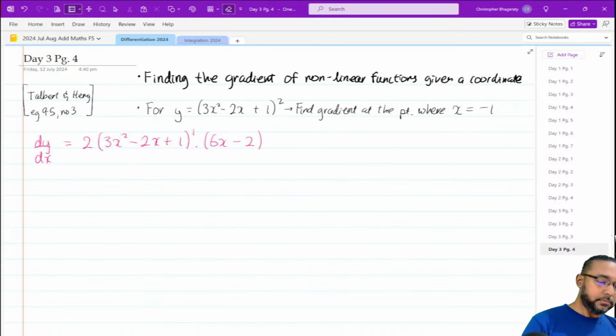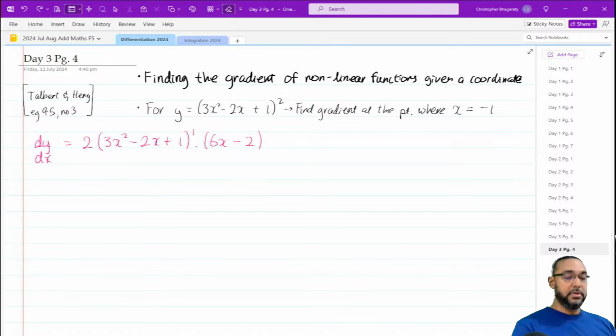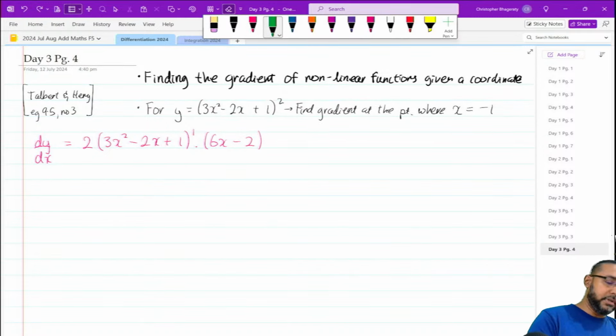Okay, cool. Right, now, here, you can simplify if you want, or you can simply substitute, because remember, that's what we want to do. We want to find the value of the gradient of the function at the point where x equal to minus 1. So to find the gradient of a nonlinear function, we have to find its derivative and then substitute the value of x at the point where we want to find the gradient. All right?